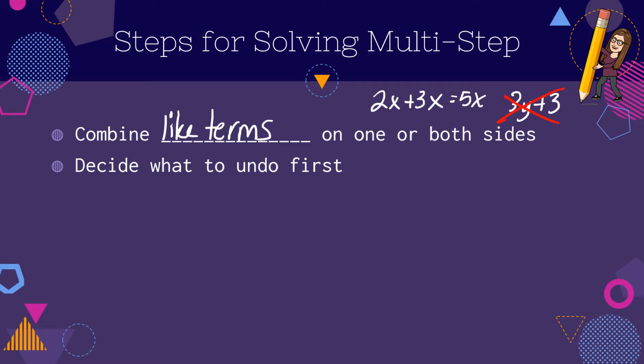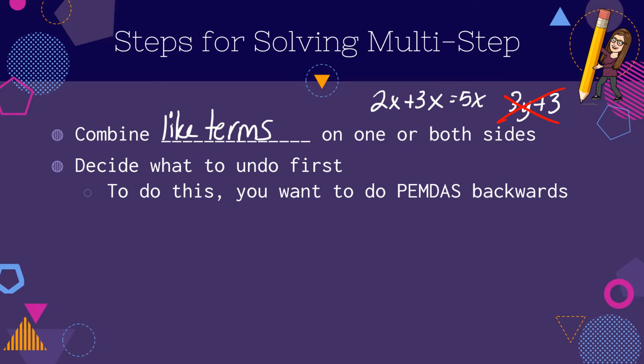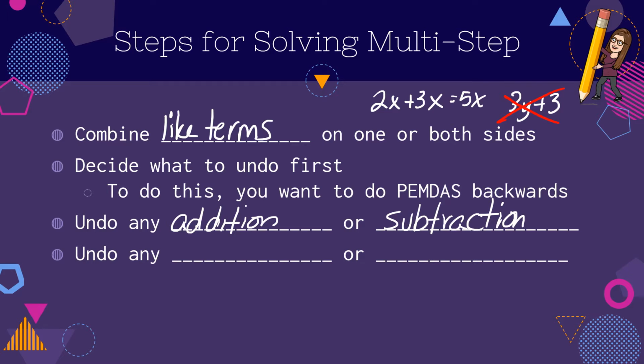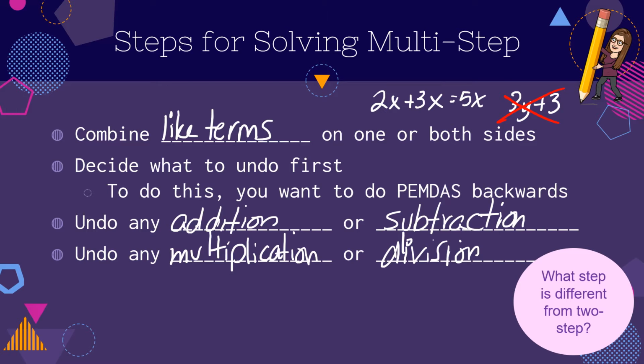Next, let's decide what to undo. Now the steps are similar to our previous lessons. We're going to do PEMDAS backwards, so remember we're going to start by undoing any addition or subtraction. And then we're going to undo any multiplication or division. This is something we've already been practicing and working on. If you need help with these steps, make sure to take a look at our previous videos, as I'll go pretty quickly through those steps. So again, what's the only difference from our two-step video? Just that first step.